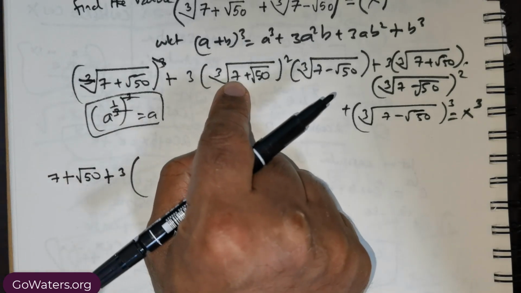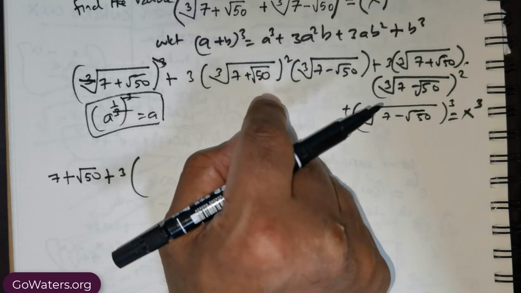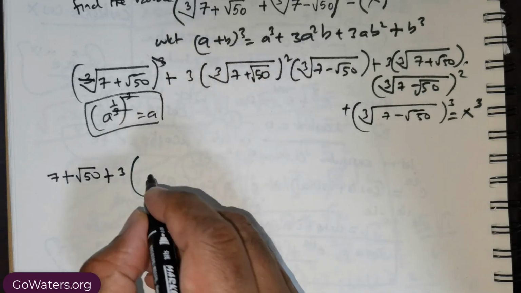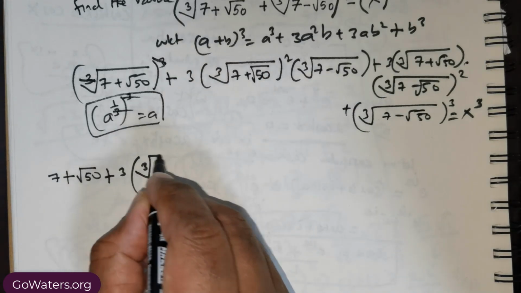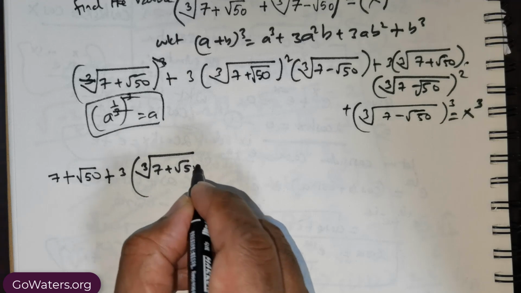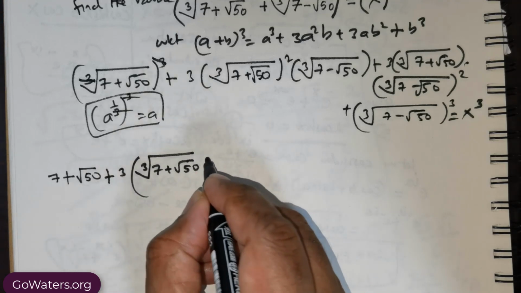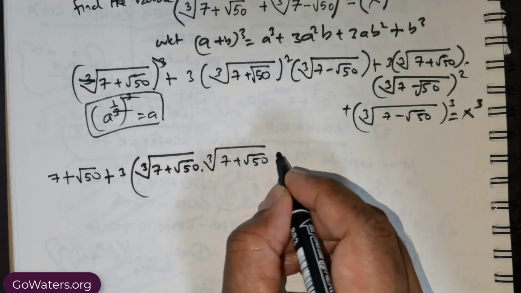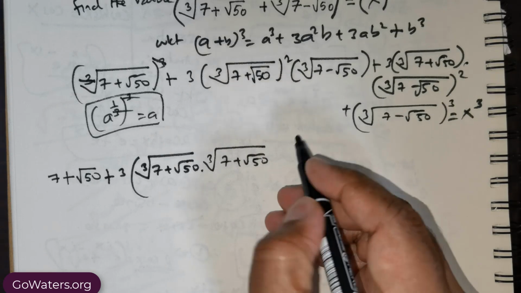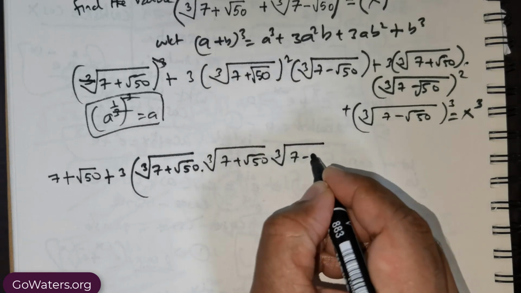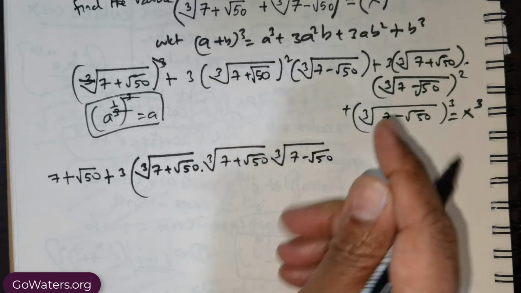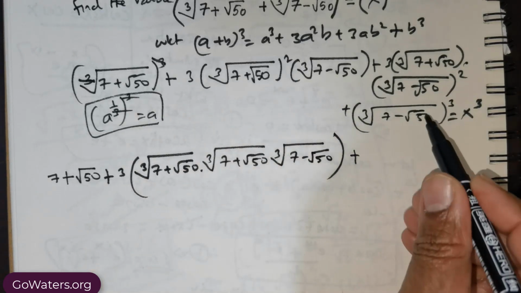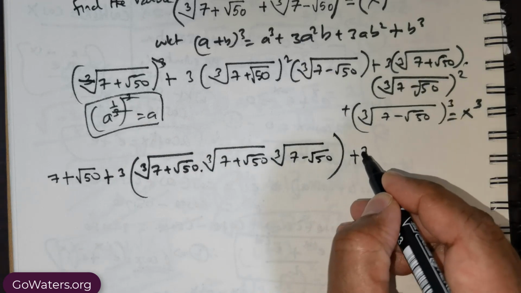Now third root of (7 + root 50) is raised to the power of 2, so that means twice this quantity is occurring. Let me write that down. Third root of (7 + root 50), this is one time, and third root of (7 + root 50), this is the second time. Now this is followed by this quantity, third root of (7 - root 50). So I'm clubbing them all together. Positive.